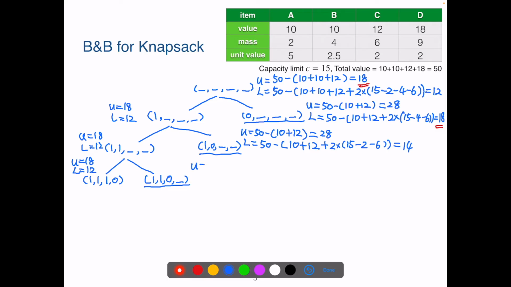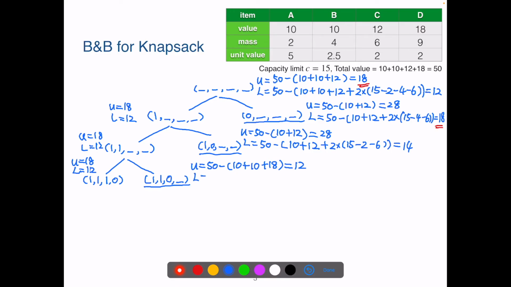So for the upper bound, we have three decisions made already. We're going to take the entire A. We're going to take the entire B. We're not going to take any of the C. Can we take D? So the mass total will be 2 plus 4 plus 9. Yes, we can take entire D. And that will give us the upper bound of 12.